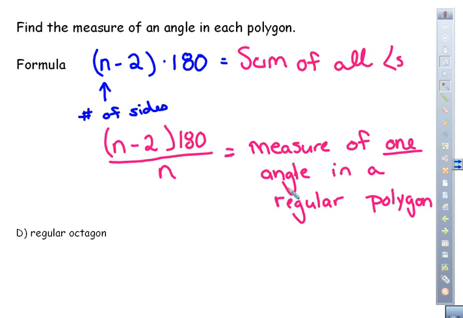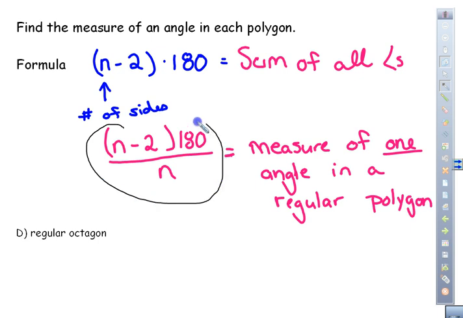All right. So what I want you to do is, when we're looking at this, you can see that n minus 2, okay, that is n standing for the number of sides, minus 2 times 180 degrees. That is why we're doing that, because it does create triangles, and I'll show you an example of that. The sum of all angles, okay, that's what this part of the formula represents.